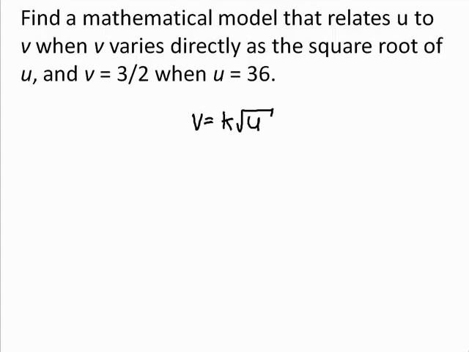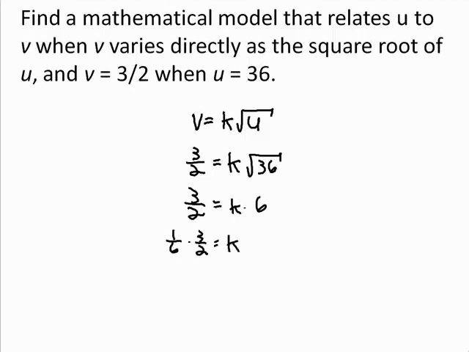Use a given value of v and u to solve for k. 3 halves equals k times the square root of 36. This simplifies to 3 halves equals k times 6. Divide each side by 6. 1/6 times 3 halves equals k. This simplifies to k equals 1/4, meaning v equals 1/4 times the square root of u.